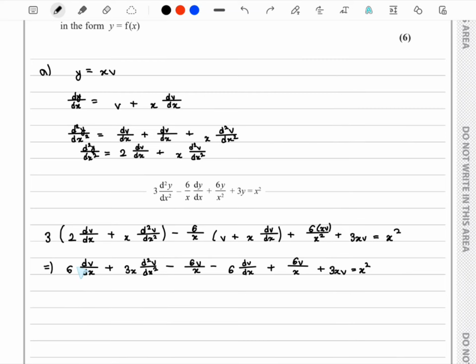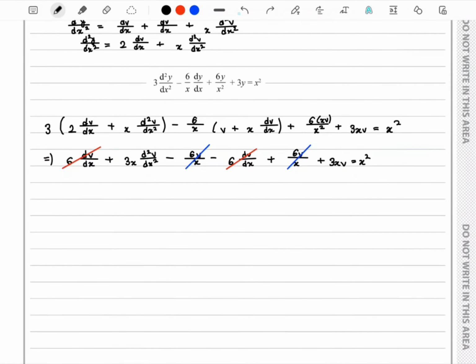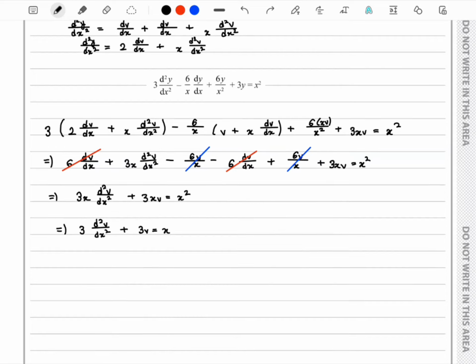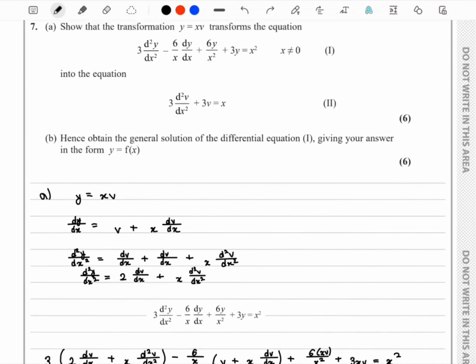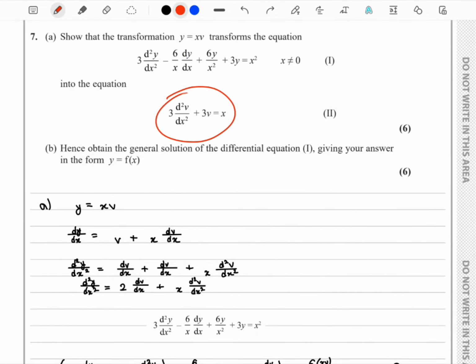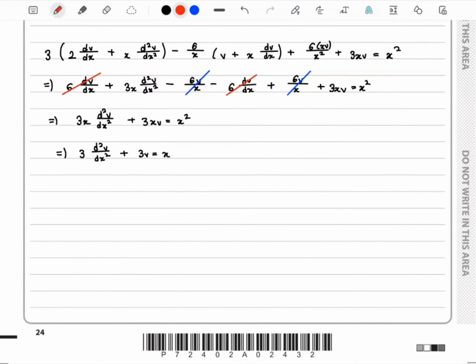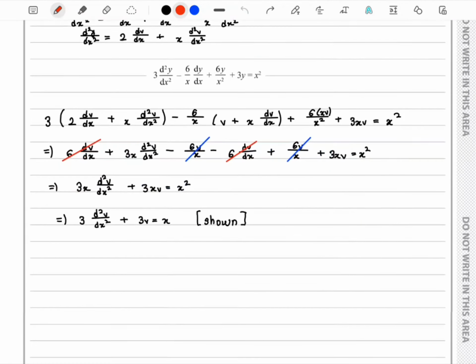We see that these cancel out with this, and this cancels out with this, so we can cancel this out, and then we get this equation over here. We can divide the whole thing by x, and we get this, and this is the equation that we were required to find, and we have shown that, and that's the answer for part A.